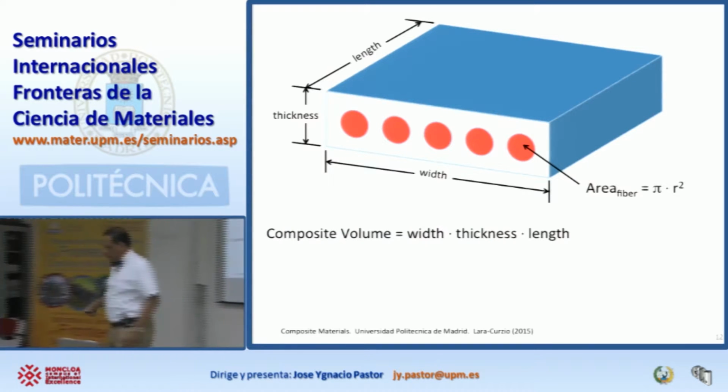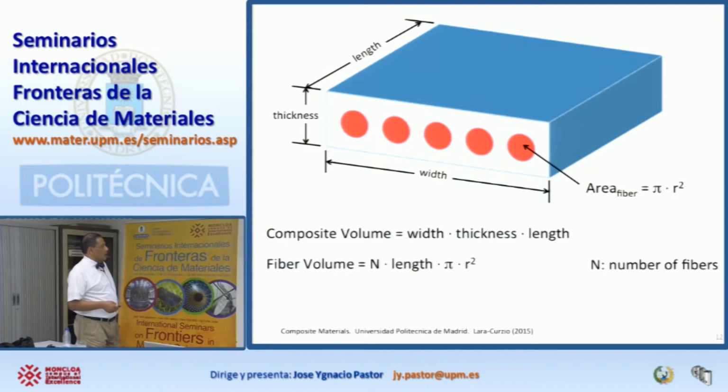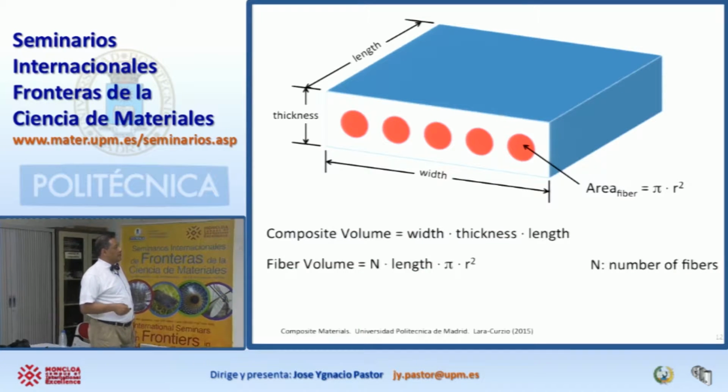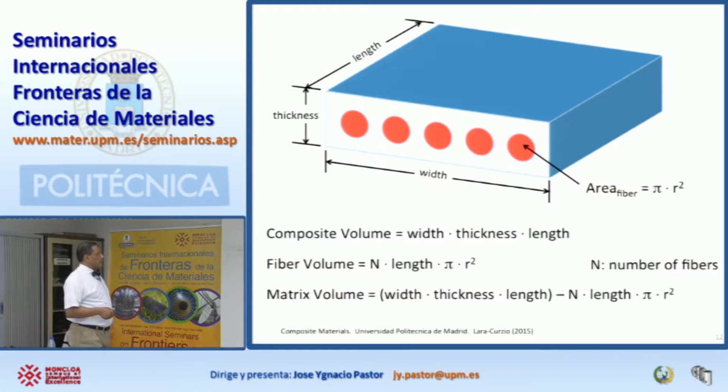So this is the volume of our composite. It's going to be the product of the dimensions, width times thickness times length. And we calculate the volume of the fibers by multiplying the number of fibers, n, times the length, times the area of each fiber. So this is the area of each fiber, this length is this value, and n is the number of fibers. I'm sorry, this is not the volume fraction. This is the volume of the fibers. The volume of the fibers is the volume of each fiber multiplied by the number of fibers. And then the volume of the matrix is going to be the volume of the composite minus the volume of the fibers, okay?